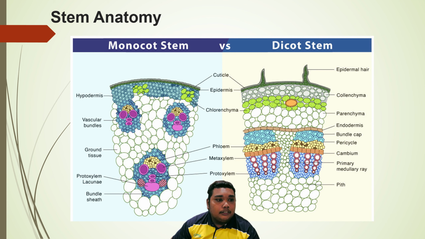Okay, these are the differences between monocot and dicot stem. For the vascular bundle, in monocot stem it is scattered throughout the ground tissue. Meanwhile, in dicot stem it is arranged in a ring. Also, the hypodermis for monocot stem is usually made of sclerenchyma, and for dicot stem it is usually made of collenchyma. For example, monocot stems are grass, maize, and bamboo. For dicot stems, examples of plants are sunflower, hibiscus, and mango.